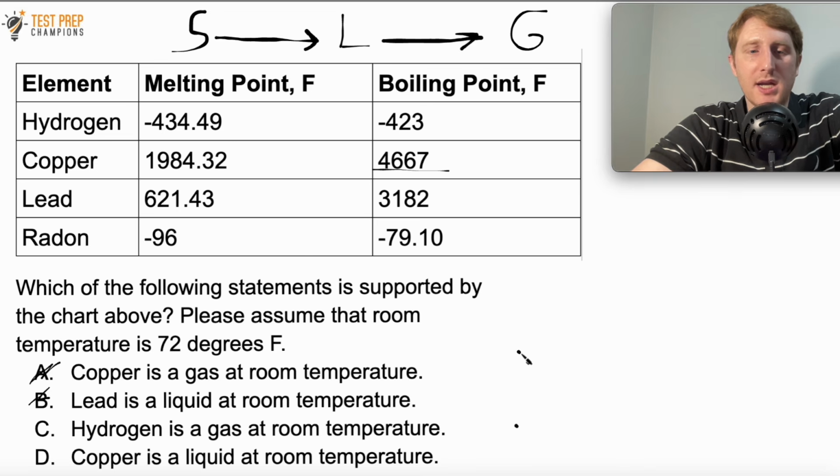Now what about hydrogen? Hydrogen is a gas at room temperature. Is this statement supported by the chart above? Well, we know here that the boiling point for hydrogen is negative 423 degrees Fahrenheit, according to this chart. So at room temperature, 72 degrees, that temperature is higher than the boiling point for hydrogen. So hydrogen is a gas because it boils at negative 423 degrees. 72 degrees room temperature is hotter than negative 423 degrees. So C is the correct answer here.